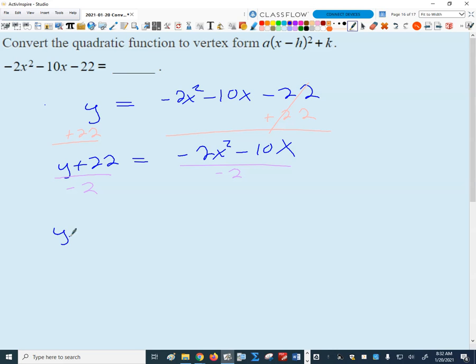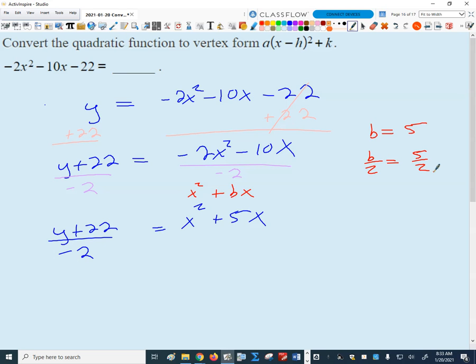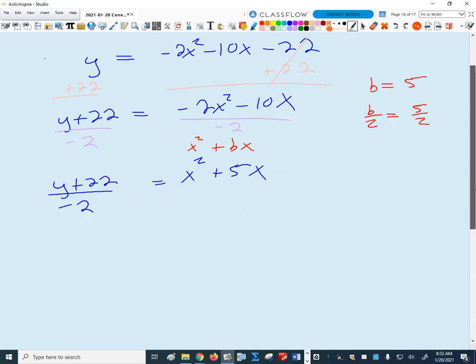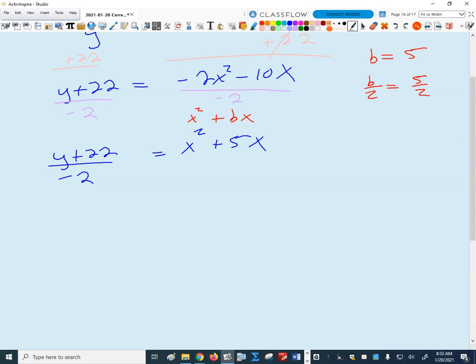And so I get y plus 22 over negative 2. I don't have to simplify that. And then over here, if I split this into two terms, I'm going to get x squared plus 5x. Okay, so now we can see that I've got x squared plus bx over here, where b is equal to 5. So b over 2, in this case, is equal to 5 halves. So I've got to add b over 2 squared to both sides. Let's do that.